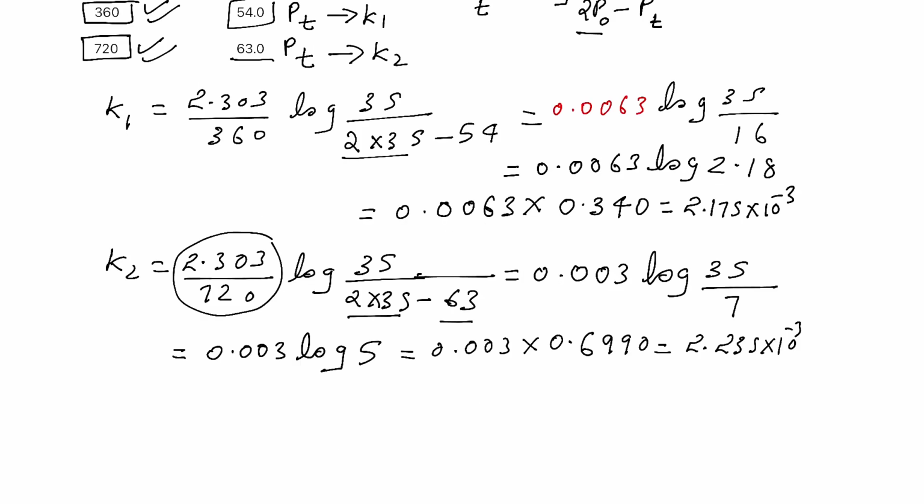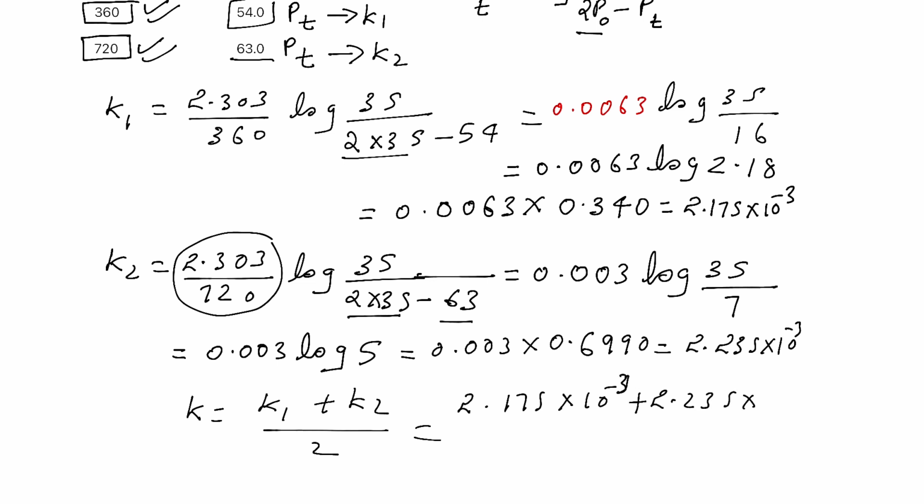Okay. Now we have K1 and K2 for two cases. We are supposed to find the rate constant of the reaction, meaning find the average of K1 and K2. So K is equal to K1 plus K2 by 2. What is K1? K1 is 2.175 into 10 raised to minus 3 plus 2.235 into 10 raised to minus 3 by 2. And what is our final answer? Our final answer is 2.2 into 10 raised to minus 3. What is the unit of K for a first order reaction? We know it, right? Second inverse.